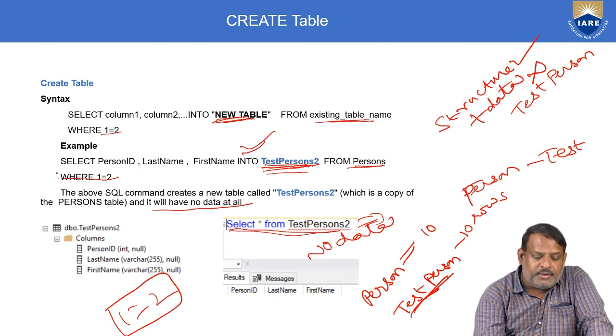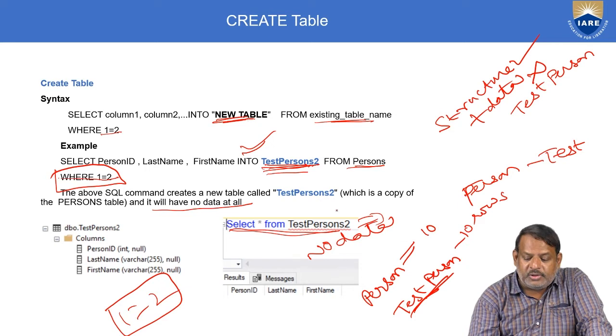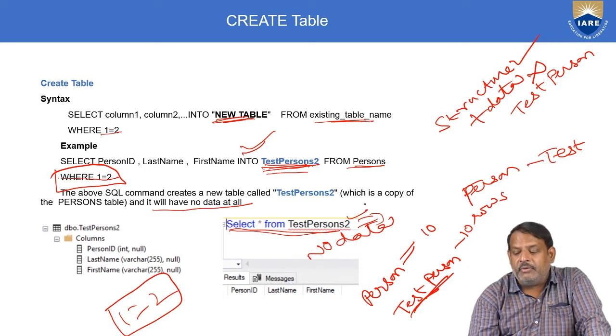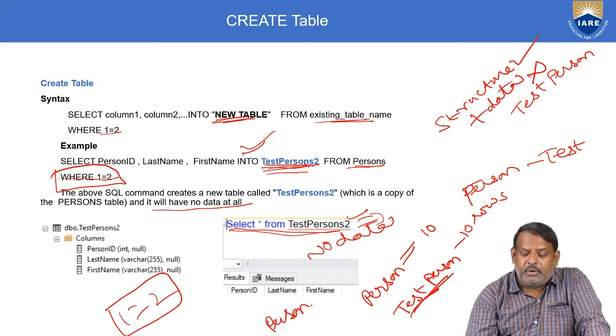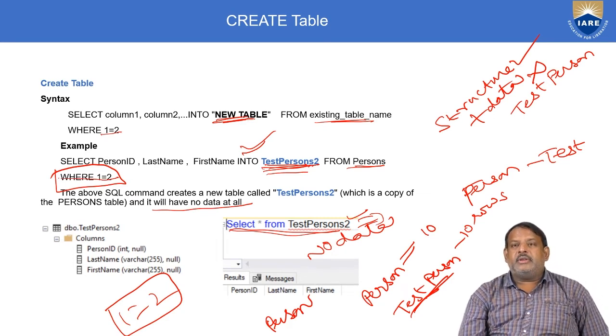If you remove this condition, then count of, then you'll see data here. It will be equal to the persons table.